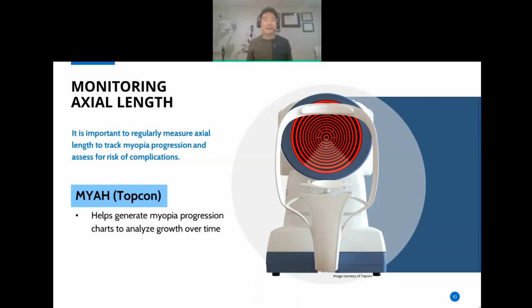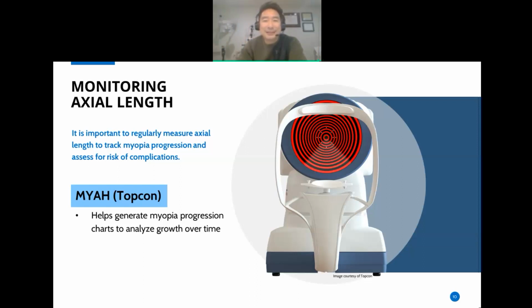These ones are very easy. You just put your head in there, look at a target, and it measures how long the eyeball is. It's almost like doing an auto refraction, and it's very repeatable and very accurate. If you see a place where they're measuring using a probe, it's not as accurate anymore. So those are the ways moving forward when you go into a myopia clinic.